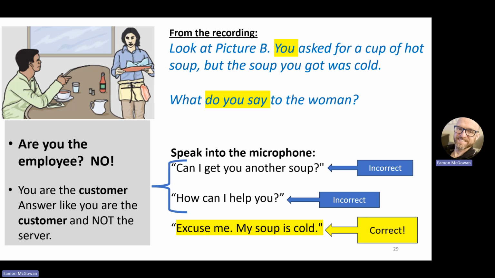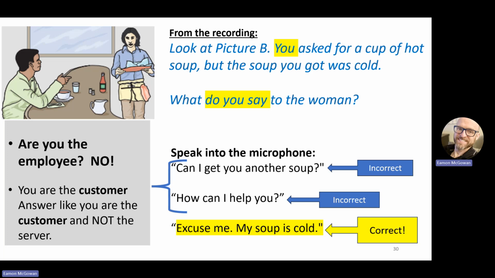Can I get you another soup? That's what the server says. But you asked for the cup of soup. What do you say to the woman? You say, excuse me, my soup is cold. Now, of course, there's other answers that we can use here. And again, this is where you get from the students their ideas.